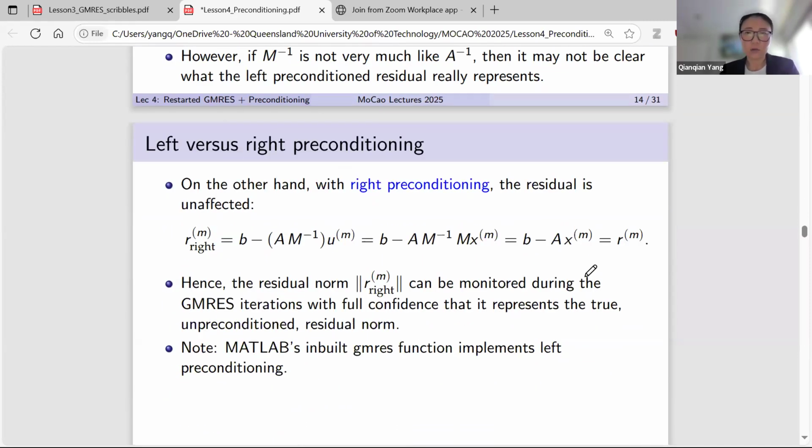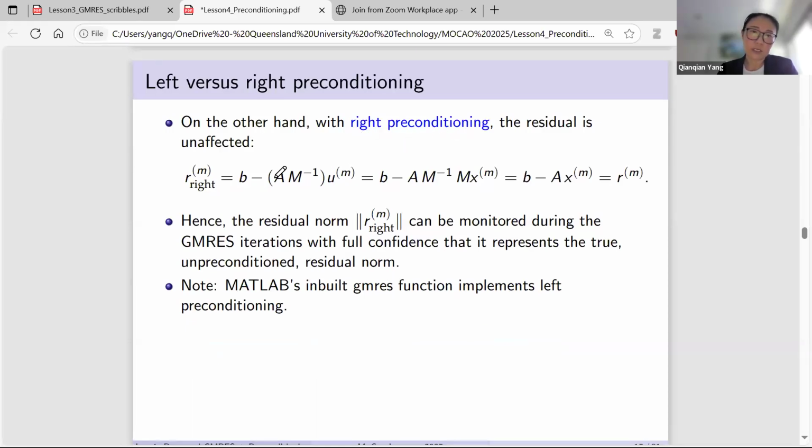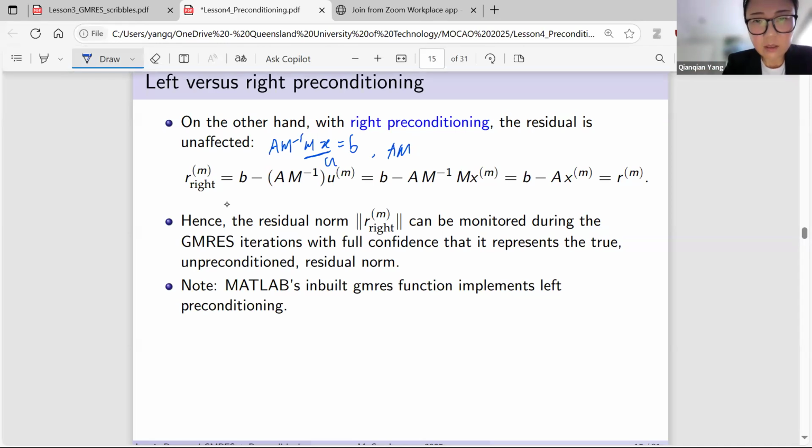On the other side, for the right preconditioning, the residual is unaffected. So let's have a look. If it's our right preconditioned system, then we have A M inverse M times X equals B, and we let MX equal U. So this becomes A M inverse U equals B. So you're solving this right preconditioned system for U, and then once you get U, you do M inverse U to compute X.